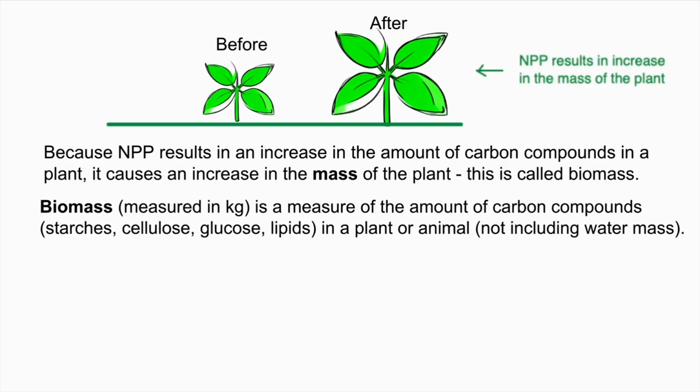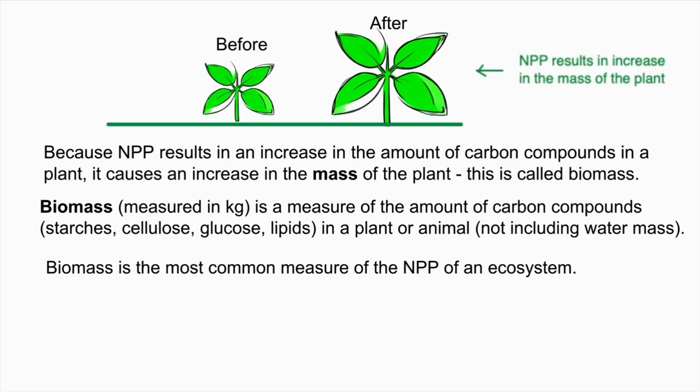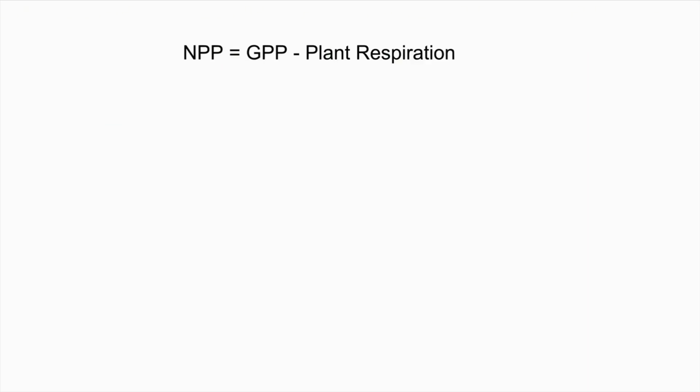Everything else is called biomass. So it is starches, cellulose, glucose, lipids, things like that. So biomass is really the most common and preferable way of measuring the NPP of an ecosystem. So let's just look at it mathematically. It's pretty straightforward. Okay, think about it this way.